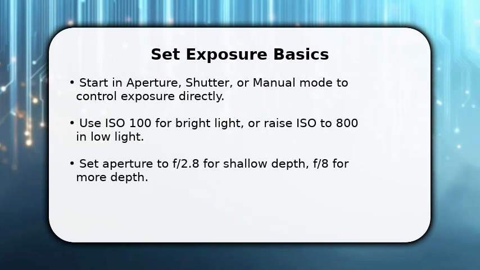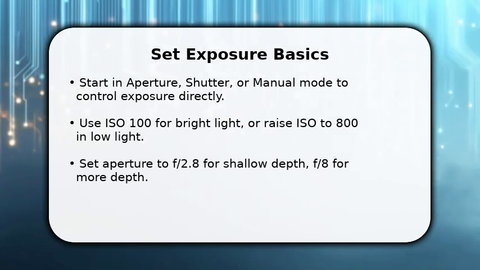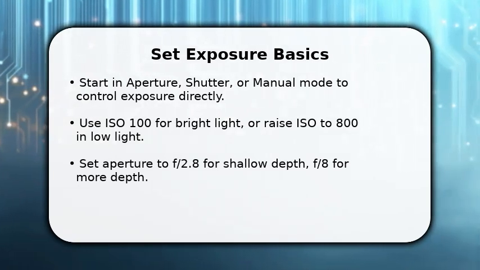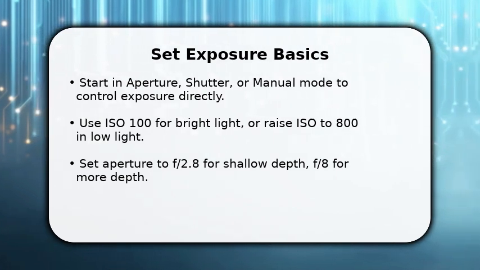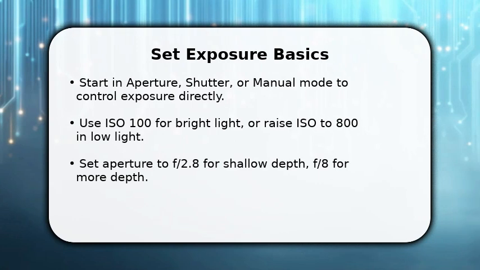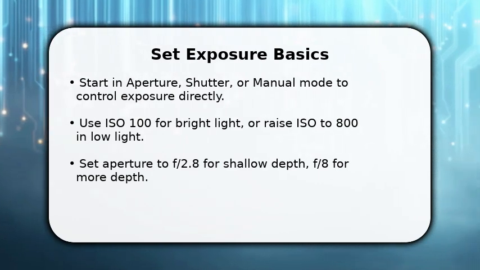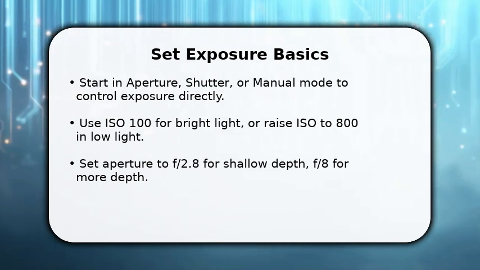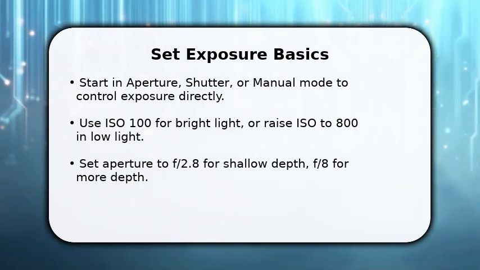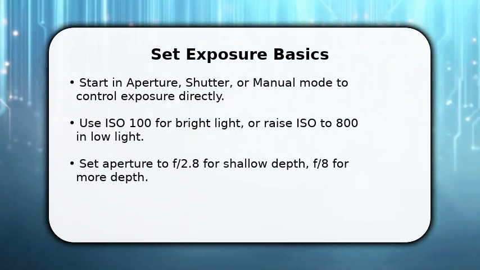Start in Aperture, Shutter, or manual mode to control exposure directly. Learn each control separately before combining them for final images. Set ISO 100 for bright light and raise ISO to 800 in low light situations. Choose aperture f/2.8 for shallow depth of field, and f/8 for greater scene sharpness.